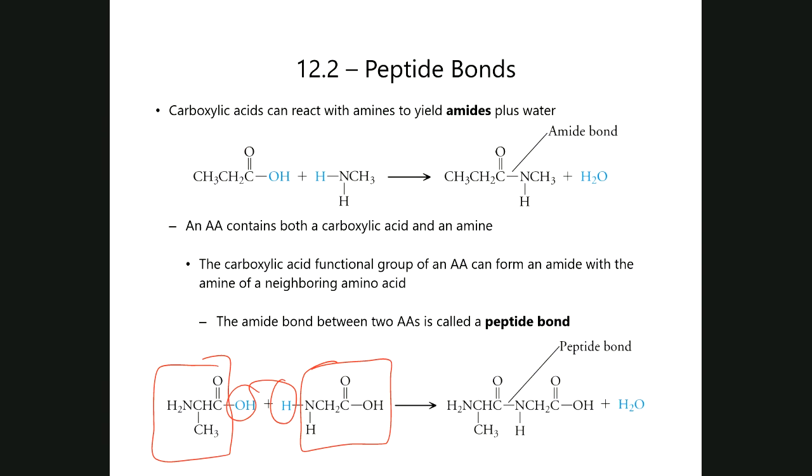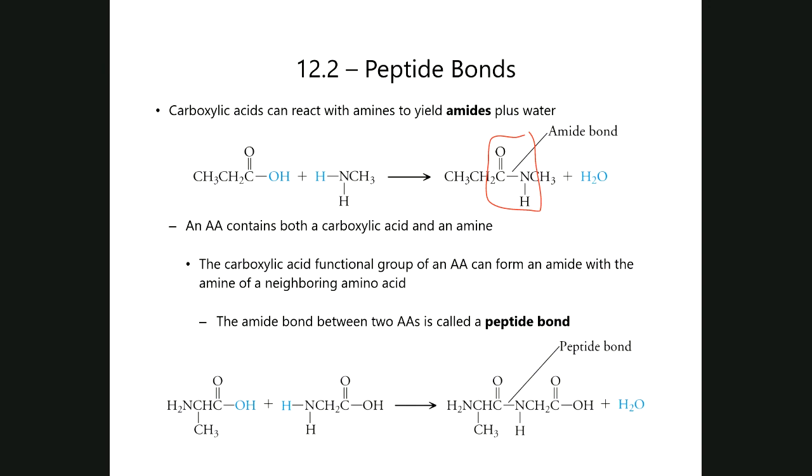And if you notice, here's what you get in the process. This is the amide bond that was formed. This is the carbonyl of the first amino acid. This is the amino group of the second amino acid. And they're joined by this amide linkage. Now, in the context of proteins and amino acids, what is nothing other than an amide functional group is given a special name. It's referred to as a peptide bond.